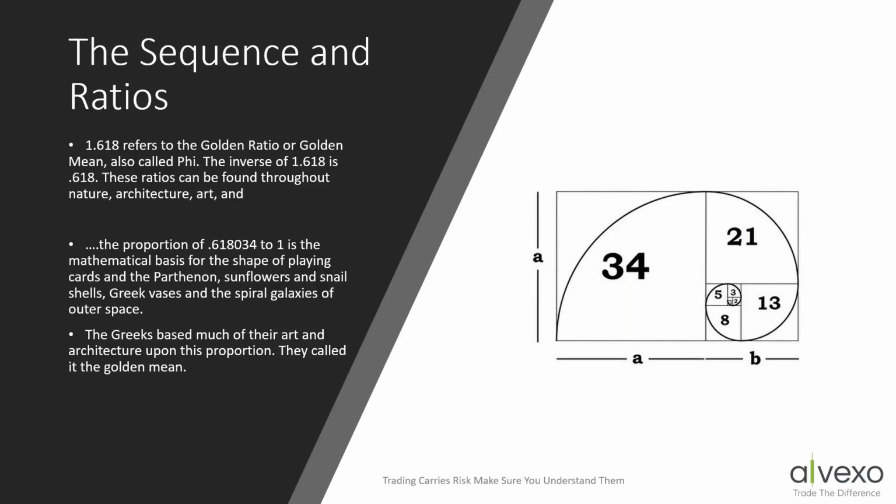The proportion of 0.618 to 1 is a mathematical basis for the shape of playing cards, for the Parthenon in Greece, for sunflowers, for snail shells, for Greek vases, and the spiral of galaxies from outer space. The Greeks based most of their art and architecture on this proportion, and they called it the golden mean. But this number, this mean or average or ratio, can be found throughout the universe.